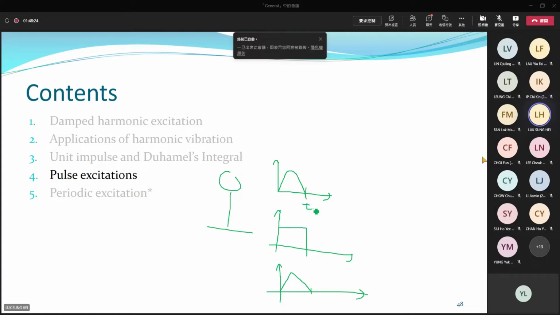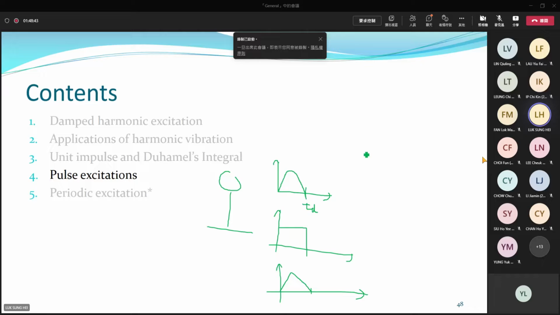Maybe I call this td. After td, the loading disappears. We call this kind of loading pulse excitations. The pulse shapes can be any shapes. It can be a half sine, rectangular shape, or triangular shape, or other shapes, arbitrary shapes.